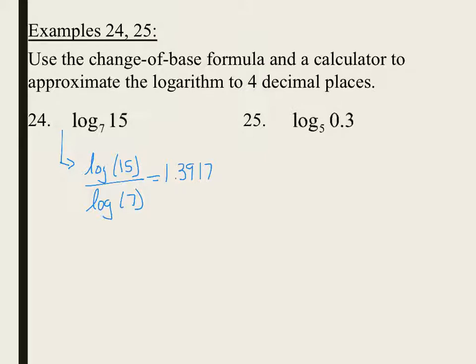Now we're going to do the same thing for number 25. We're just going to use the common log again of base 10, and we'll use our calculator. So this is the log of 0.3 divided by the log of 5, and that equals a negative 0.7481, that's to 4 decimal places.